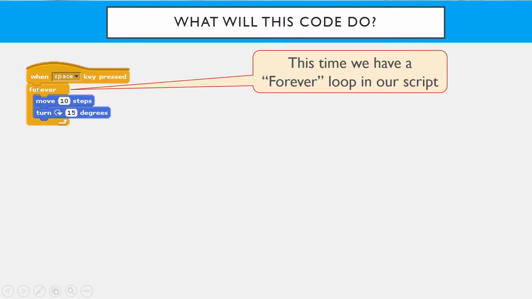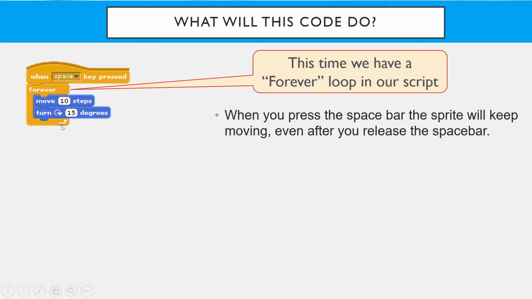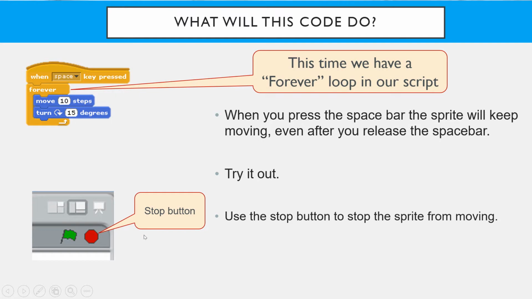This is a forever loop here. And so once you've got your motion, so you move 10 steps, turn 15 degrees, move 10 steps, and because it's a forever loop, and if you remember we looked at loops a little bit when we did flowcharts, it will keep doing this and virtually go round and round and round because the forever loop is in here and we haven't told it to stop. And there's your stop button.